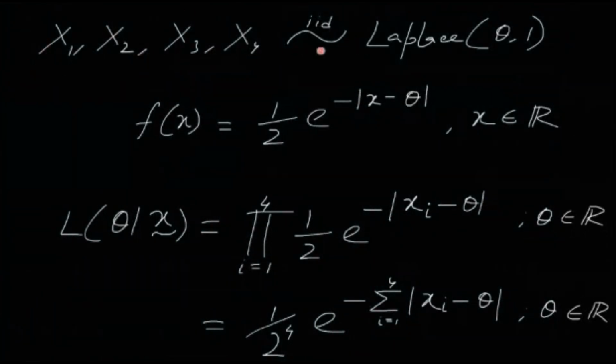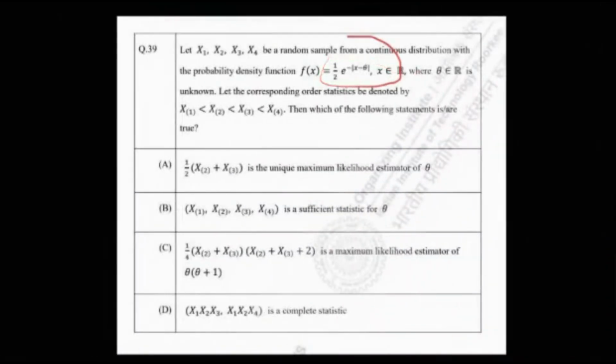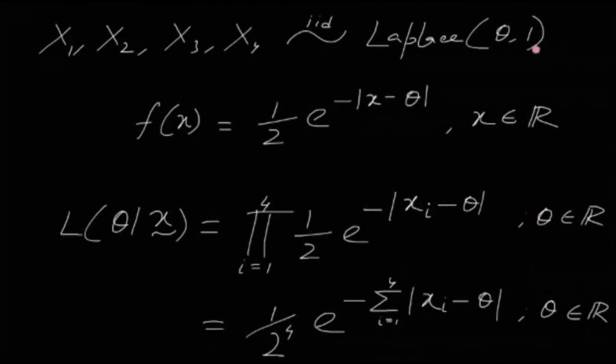So X1 through X4 follow IID Laplace(theta, 1), right? Because this is nothing but the Laplace distribution. So this is Laplace(theta, 1), that is, f(x) is 1 by 2 into e to the minus mod of x minus theta, where x is a real number.